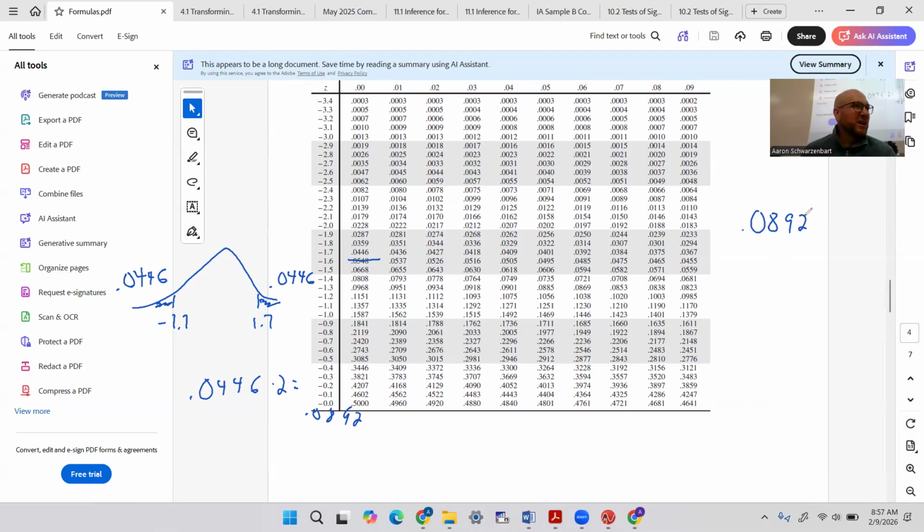So if your alpha level is 0.1, you can reject H naught and conclude HA. If your alpha level is 0.05, you cannot. And one of the things that's interesting with two-sided tests, if this were a one-sided test, it would have passed at 0.05.